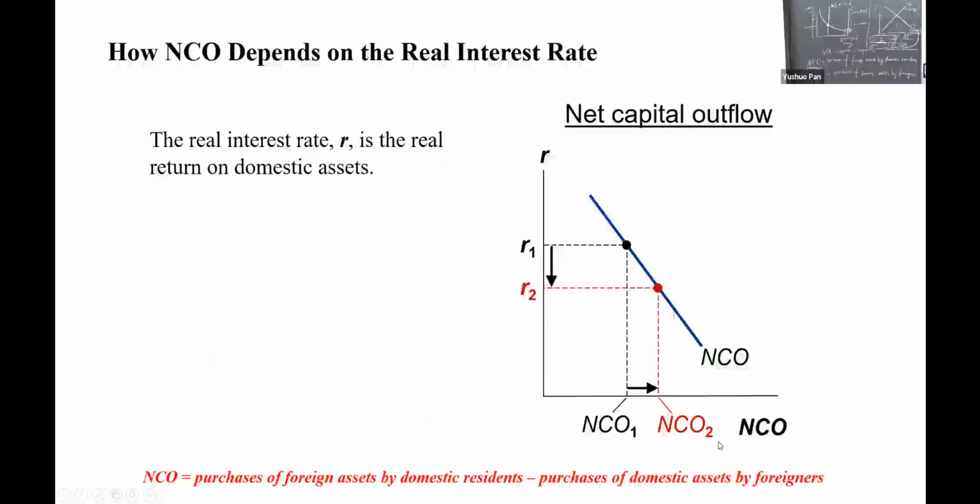How does NCO, net capital outflow, depend on the real interest rate? What's the relationship between R and the NCO? That's the new chart here. The horizontal axis is the NCO, the net capital outflow, and the vertical axis is the real interest rate. This is the real value, all right? So the real interest rate R is the real return on domestic assets.